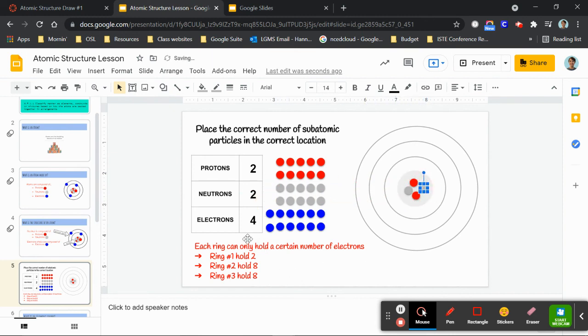And then it tells us it has 4 electrons. So remember, the first ring can only hold 2, so I'm going to put 2 of those here. And we've got 2 more left. So then those 2 are going to overflow into this next ring.